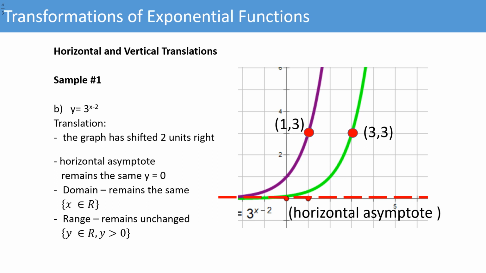For the horizontal and vertical translation in sample number 2, we can see that the translation has shifted 2 units to the right. The horizontal asymptote remains the same, y = 0. The domain remains the same, x is an element of the real numbers. And the range remains the same, y is an element of the real numbers, and y is greater than 0.